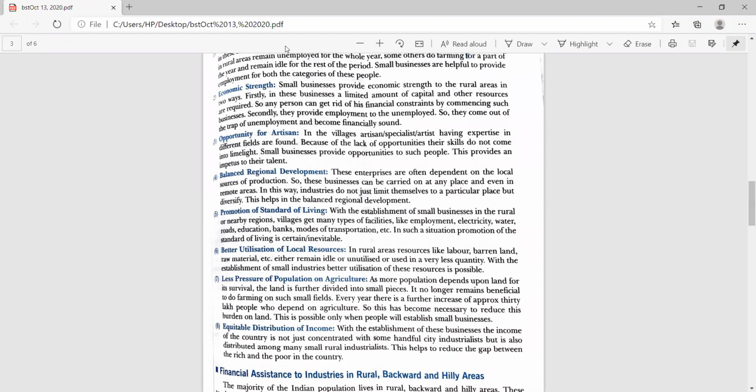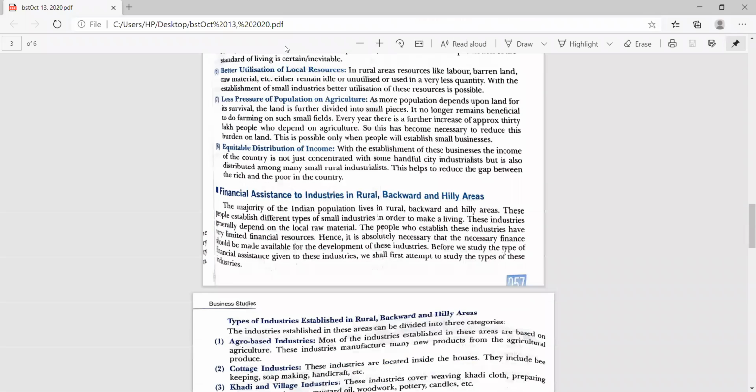So these are the various points which explain how important a role small business plays in the development of India. In India, small businesses play a very significant and vital role in the development of our economy. So do it so well, and add your own ideas as well. Let's move to the next topic.